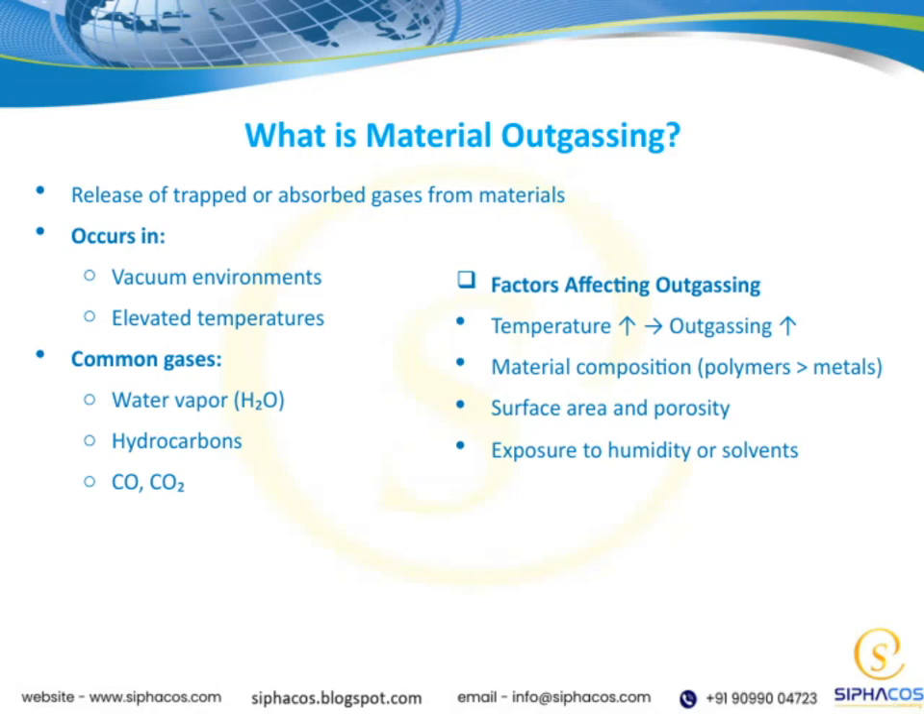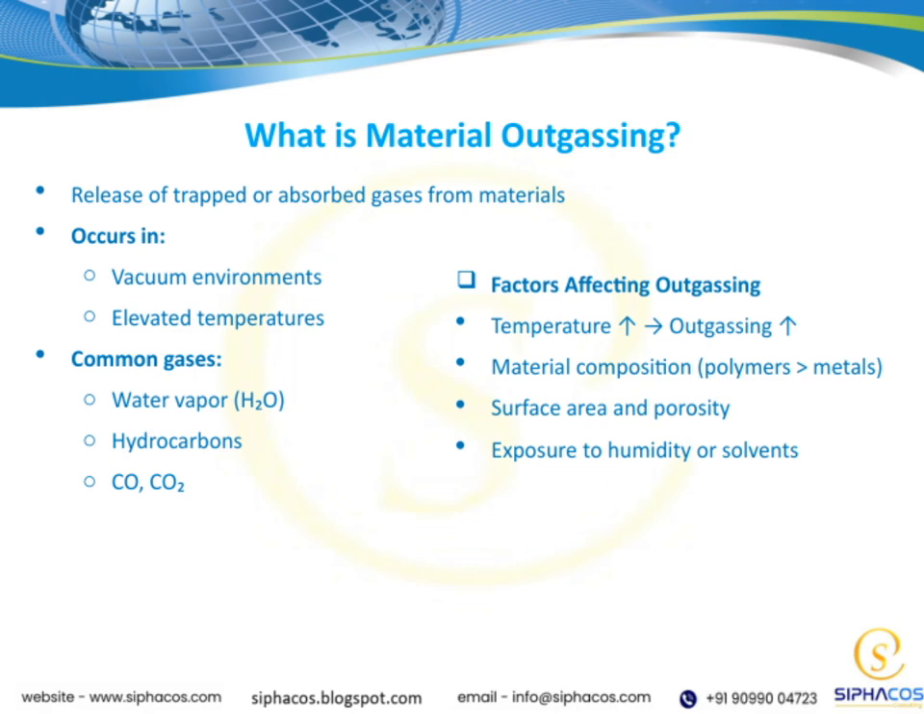Let's take a closer look at the factors that influence outgassing. First, temperature plays a significant role here. When the temperature increases, outgassing tends to increase as well. This happens because higher temperatures give trapped gases more energy to escape from the material. Next, the material composition itself matters a lot. For example, polymers generally outgas more than metals do, mainly because of their complex molecular structures and higher absorption of gases.